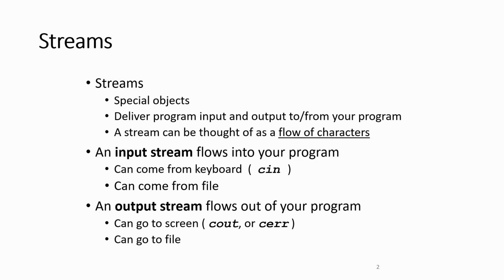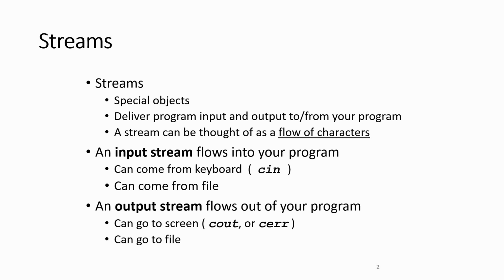So we have streams in C++, and you're already used to one kind of stream, which is output stream and input stream, using cout and cin. Streams are special objects that deliver program input and output to or from your program. So it basically provides an interface between your program and something external. For example, cout would provide an interface between your program and your output console.